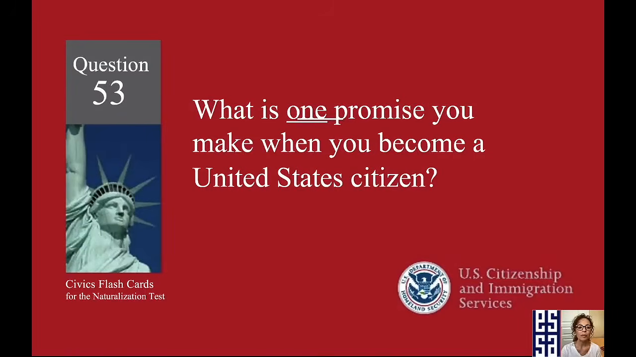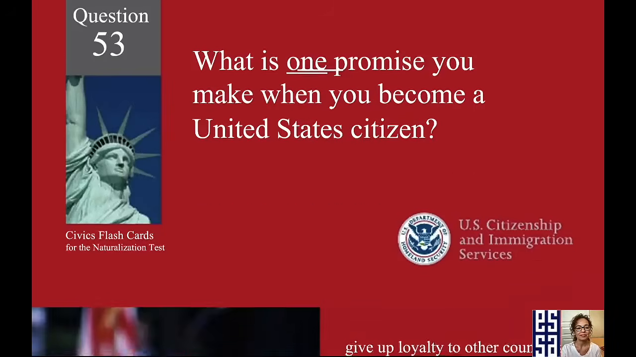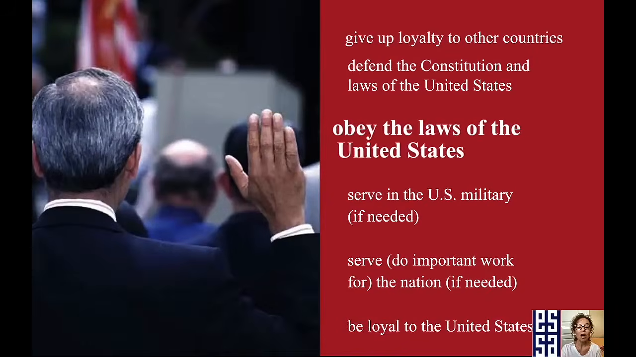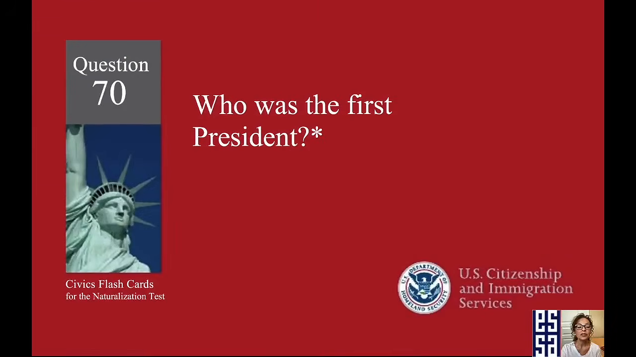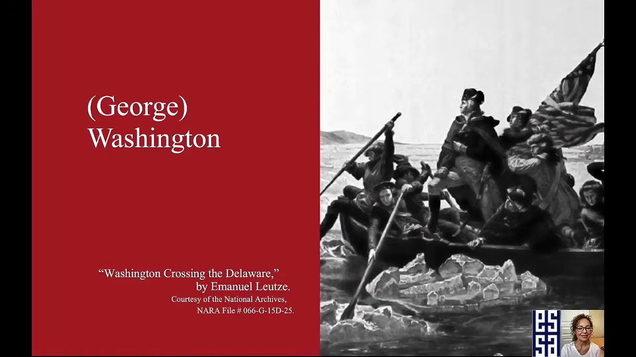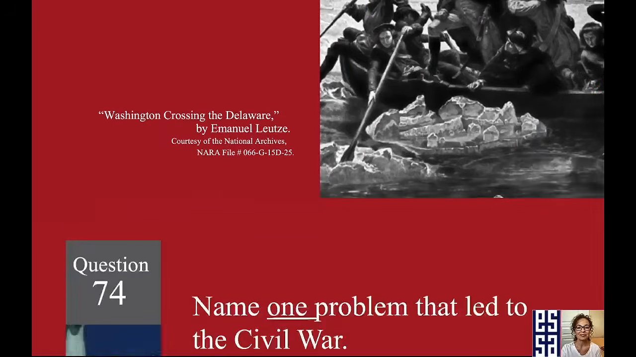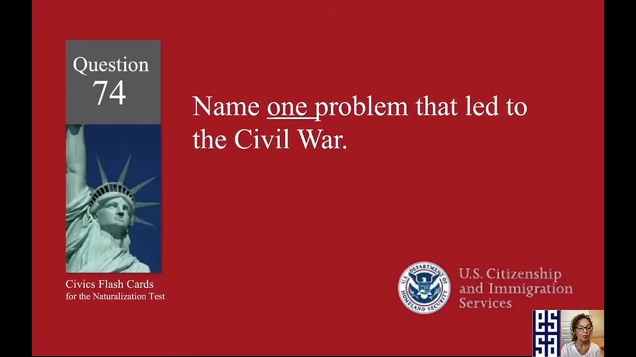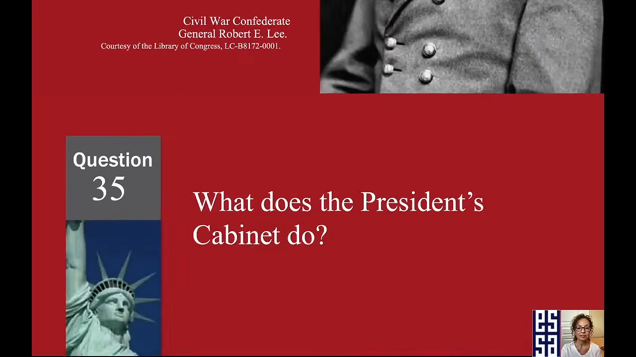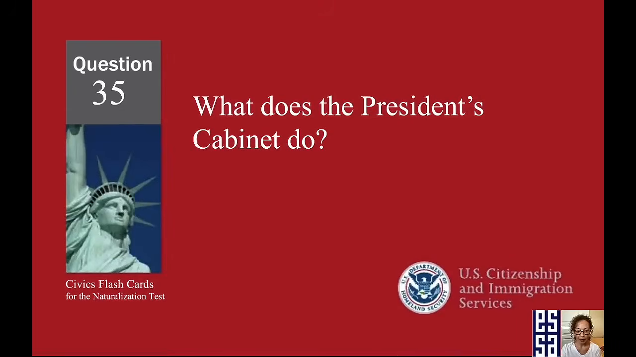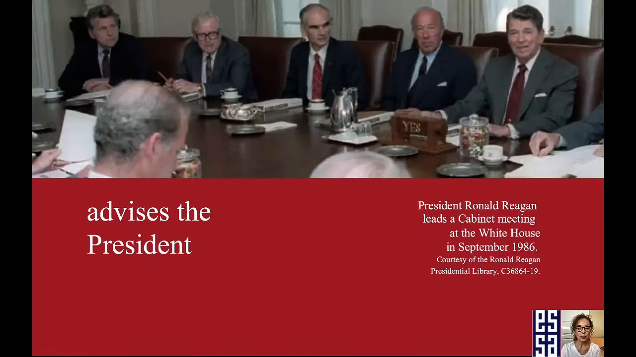What is one promise you make when you become a United States citizen? To obey the laws of the United States. Who was the first president? George Washington. Name one problem that led to the Civil War. Slavery. What does the president's cabinet do? Advises the president.